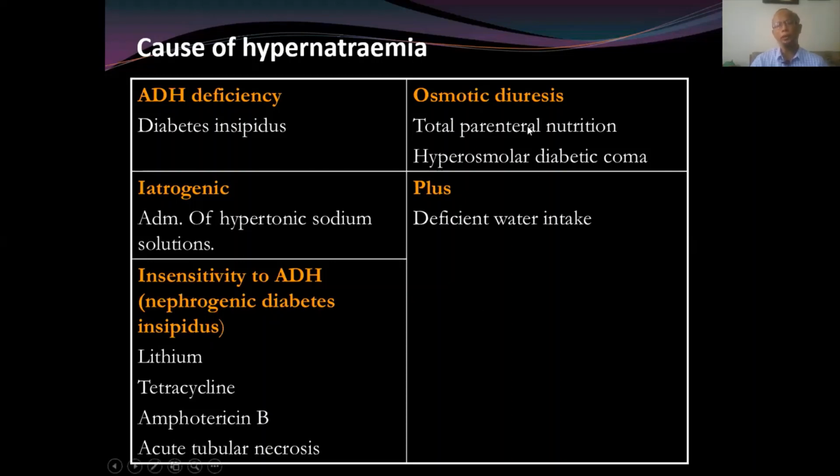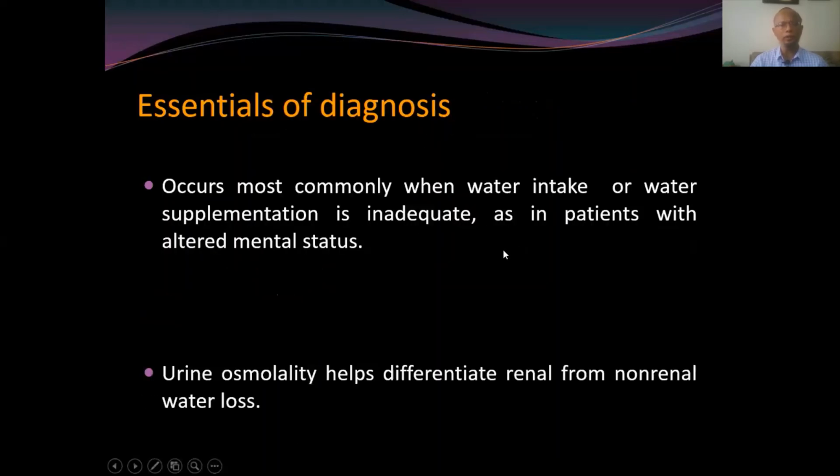In case of osmotic diuresis, as in total parenteral nutrition in ICU settings, there is osmotic diuresis that may cause hypernatremia, and hyperosmolar diabetic coma may also cause hypernatremia. Plus, in iatrogenic causes, there is administration of hypertonic sodium solution plus deficient water intake. If you do not take water, then there is also hypernatremia. So this is also very important.